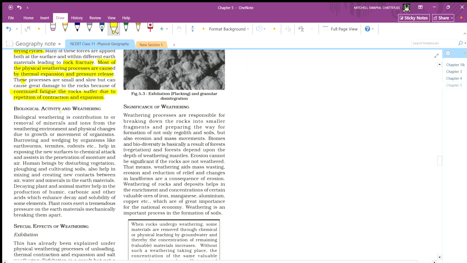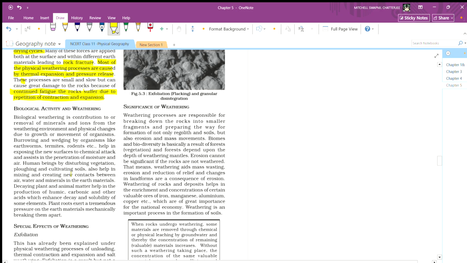Next, biological activities and weathering. Biological weathering is the contribution to or removal of minerals or iron from the weathering environment, or physical changes due to growth or movement of organisms like plants and fungus. And burrowing and wedging by organisms like earthworms, termites, and rodents help in exposing new surface to chemical attack and assist in penetration of moisture and air.